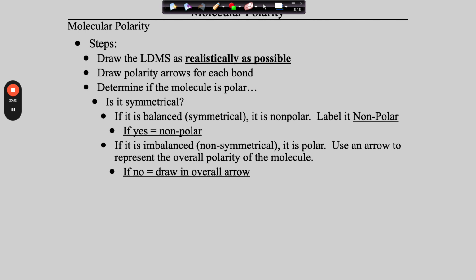I know that seems like a lot, but guys, you're going to see this is pretty straightforward. So what we're going to do now is go up to the 6 molecules that we just drew, and we're going to do this to them. We've already done step 1. We've already drawn them 3-dimensionally as realistic as possible. Now all we've got to do is draw in the polarity arrows and identify whether the molecule is polar. So guys, we're going to do that.